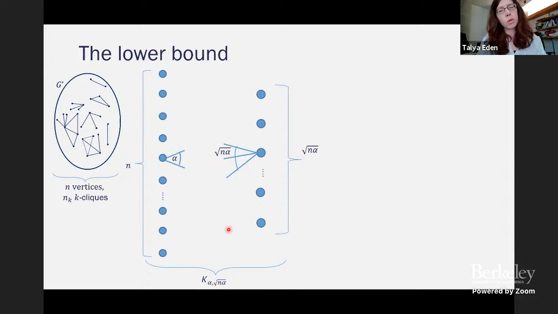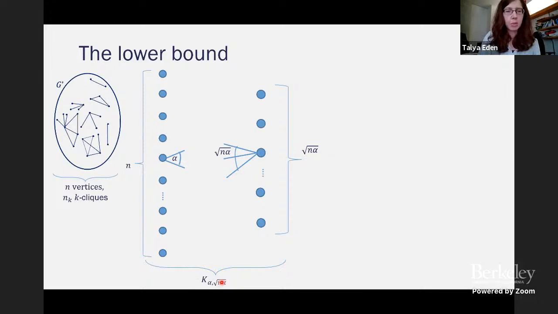So it's not a complete bipartite graph, I'm sorry. So it's just a bipartite graph. Here all the vertices have degree alpha, and here all the vertices have degree square root n alpha. Okay, so we can verify there are n alpha edges originating in this side and n alpha edges here.